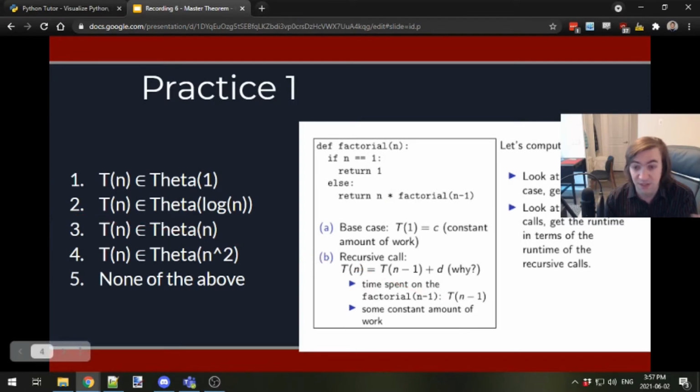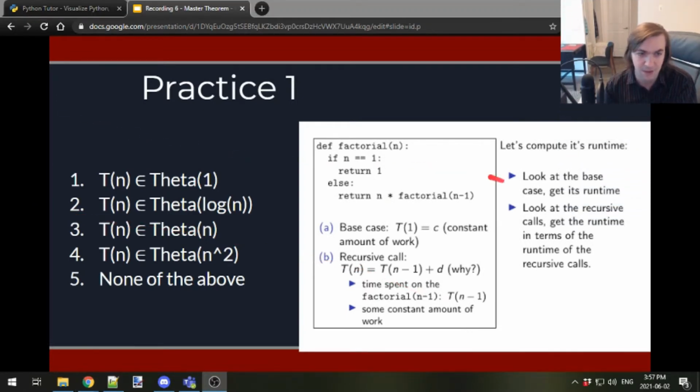Now, given that, here's a practice question that we'll talk about in class. What is t of n in terms of big theta? Is it big theta of 1, log n, n squared, or none of the above?